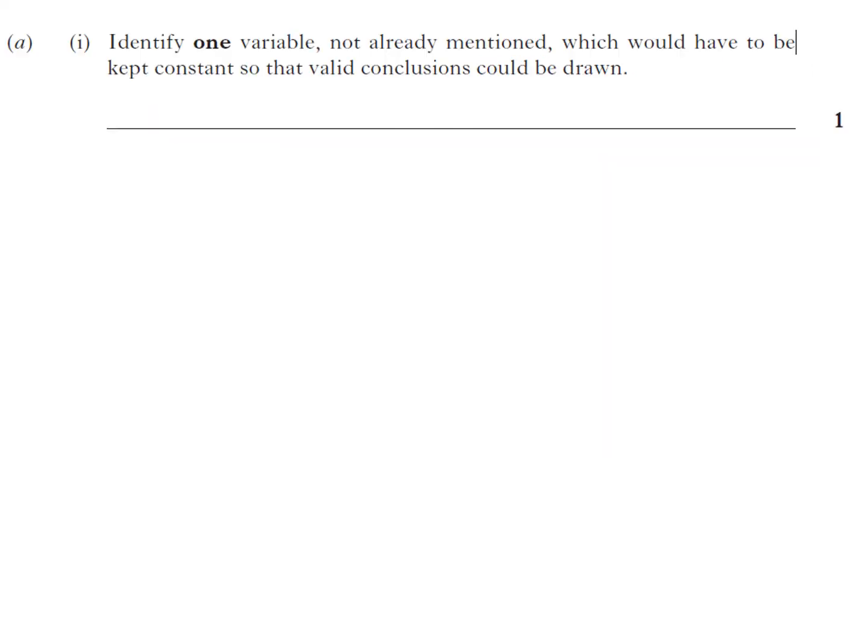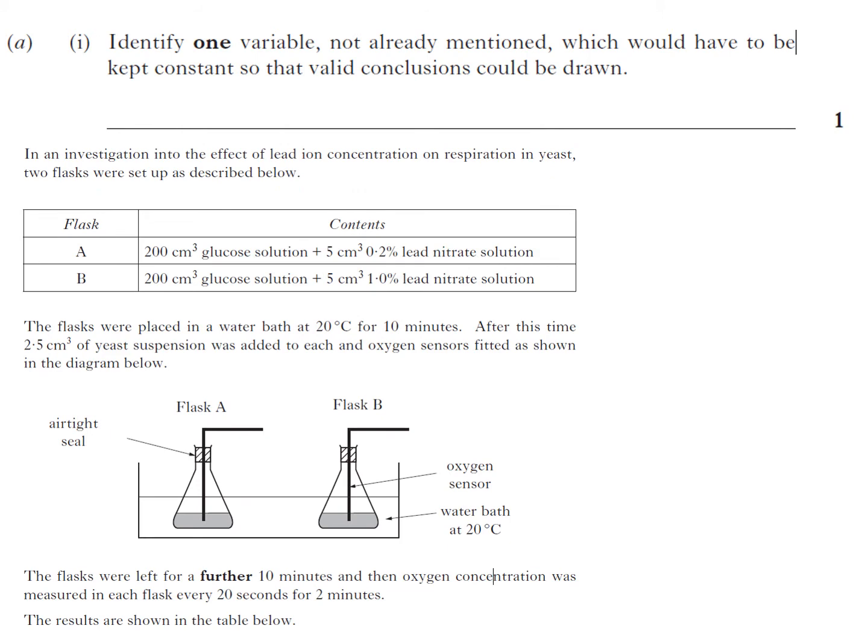Okay. Identify one variable not already mentioned which would have to be kept constant so that valid conclusions could be drawn. So a common question, they're looking for a variable not already mentioned. So let's have a look at what has been mentioned, and we're not going to be able to talk about them. So we have volumes of glucose solution, so we can't say anything about that. We've got volume and concentration of lead, so we can't talk about that.